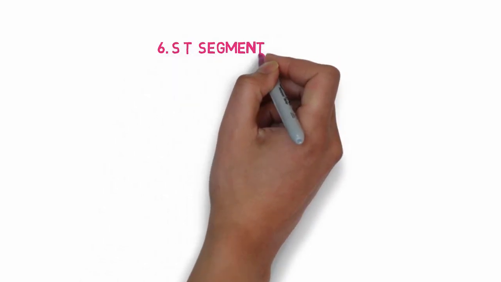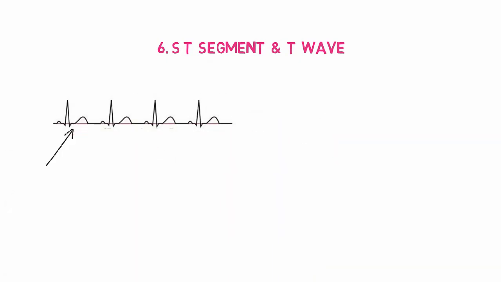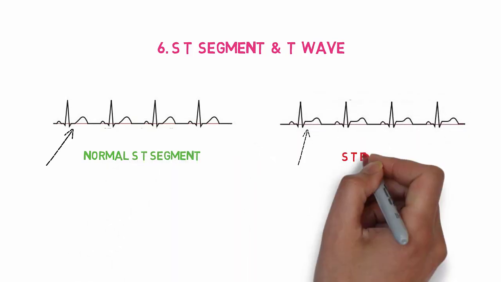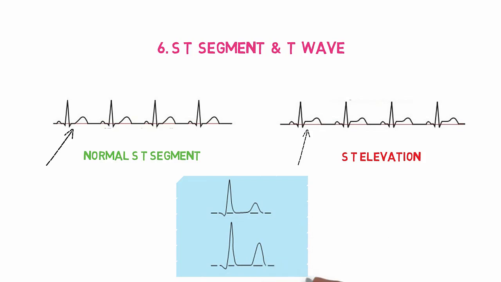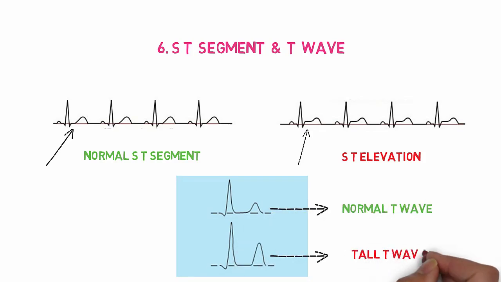The sixth characteristic of a normal sinus rhythm is a normal ST segment and normal T wave. Let us examine this ECG. Here the ST segment is not elevated or depressed. So we can say that it is normal. T waves are also normal, because they are not tall or inverted.